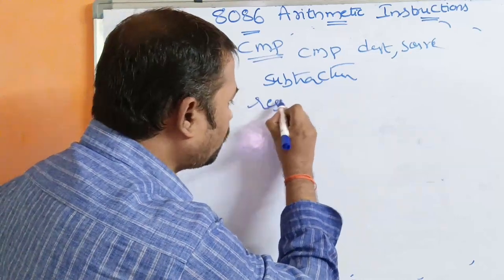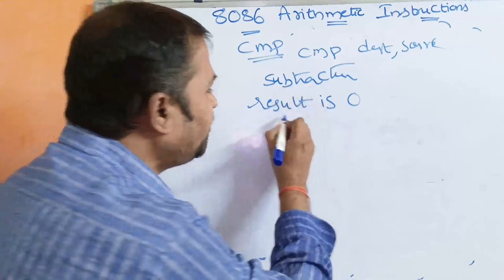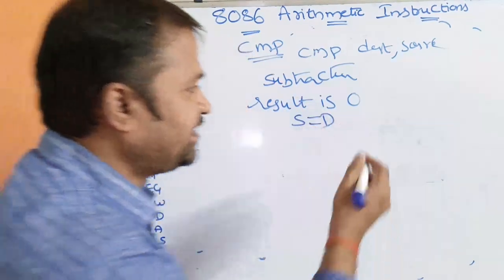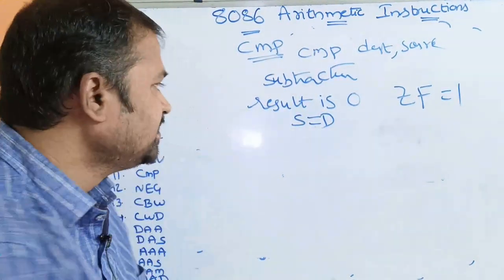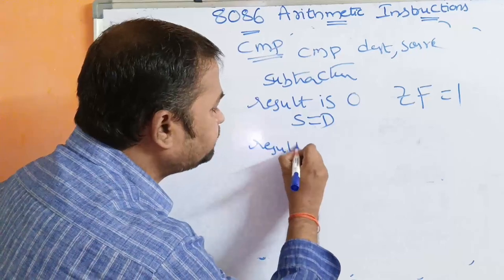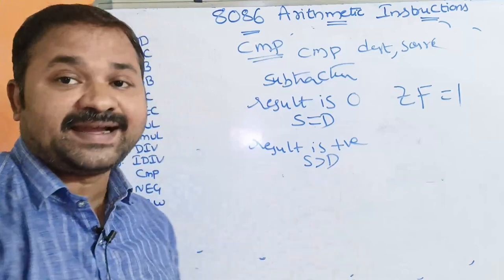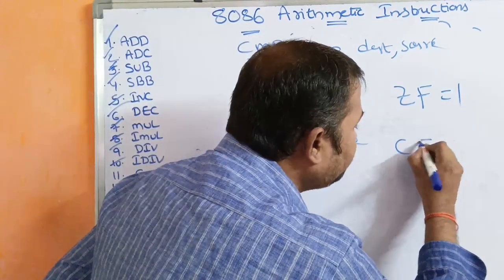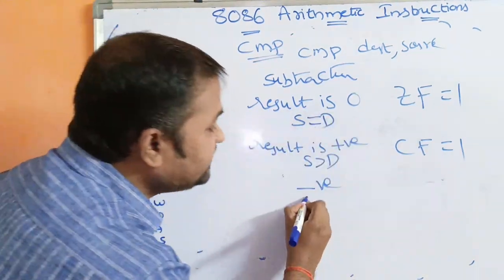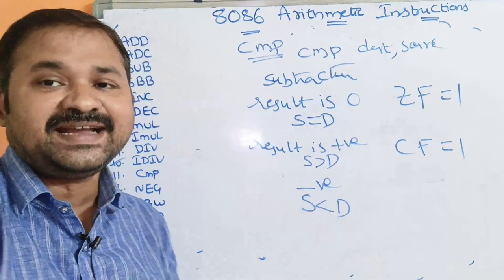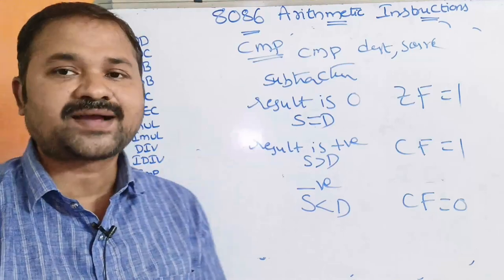Suppose the result is zero after subtraction, meaning the source is equal to the destination, then the zero flag will be set. Suppose the result is positive, meaning the source is greater than the destination, then the carry flag will be set. Suppose the result is negative, meaning the source is less than the destination, then the carry flag will be reset. So this is about comparison.